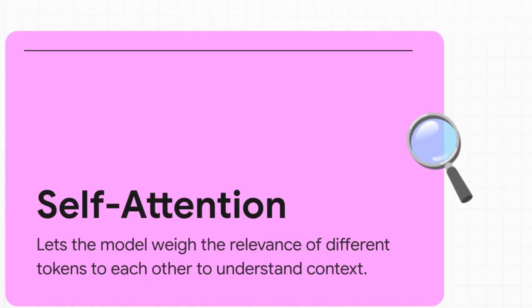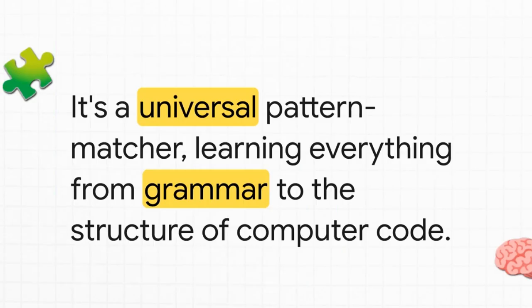And the transformer's secret sauce? It's this amazing thing called self-attention. It's basically a mechanism that lets the model look at an entire sentence all at once, and for each word, it weighs how important all the other words are to it. This is how it gets context. It's how it knows who he is referring to 3 sentences back. And this self-attention mechanism is what turns the model into a kind of universal pattern matcher.